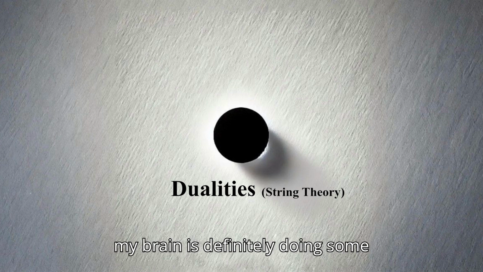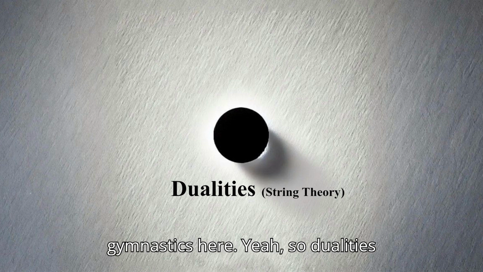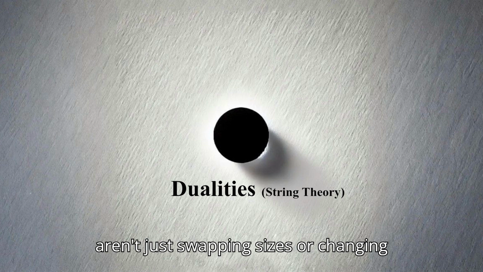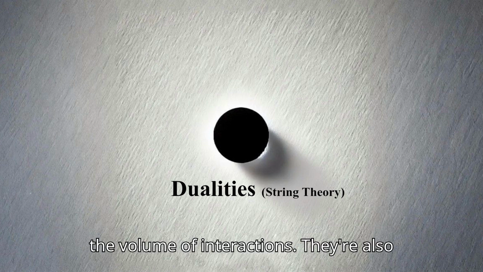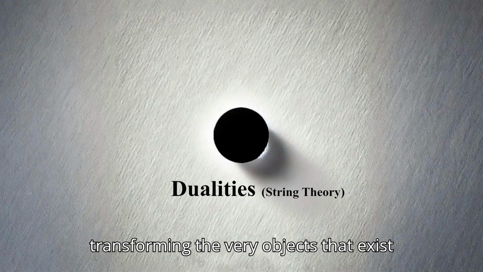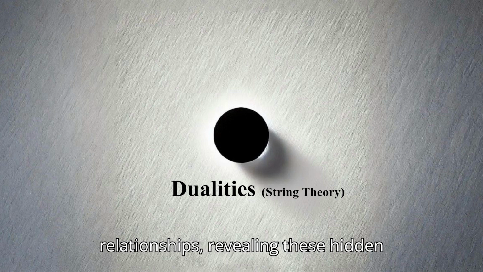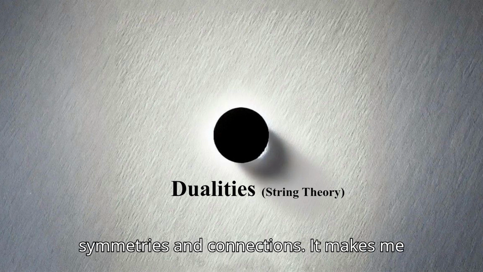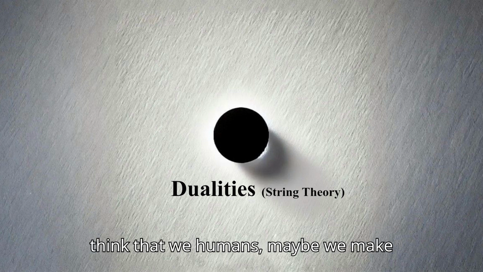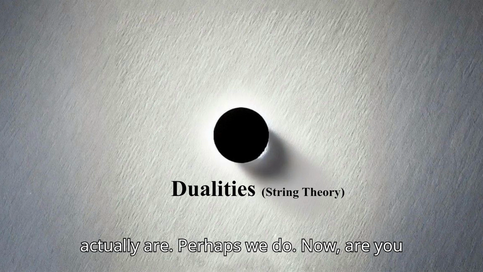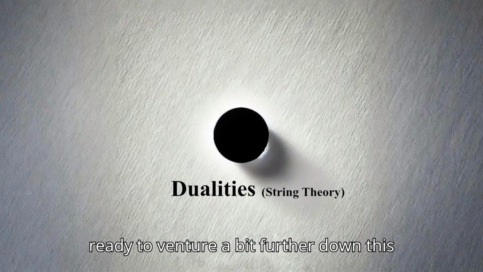Okay, my brain is definitely doing some gymnastics here. Yeah. So dualities aren't just swapping sizes or changing the volume of interactions. They're also transforming the very objects that exist in these theories. You're getting it. It's all about transformations and relationships, revealing these hidden symmetries and connections. It makes me think that we humans, maybe we make things much more complicated than they actually are. Perhaps we do.